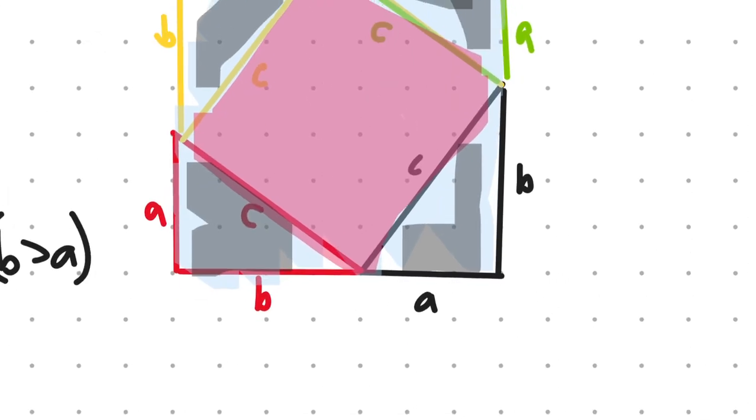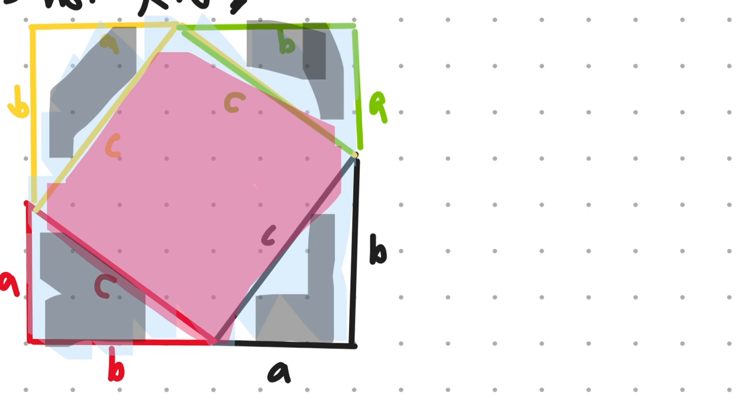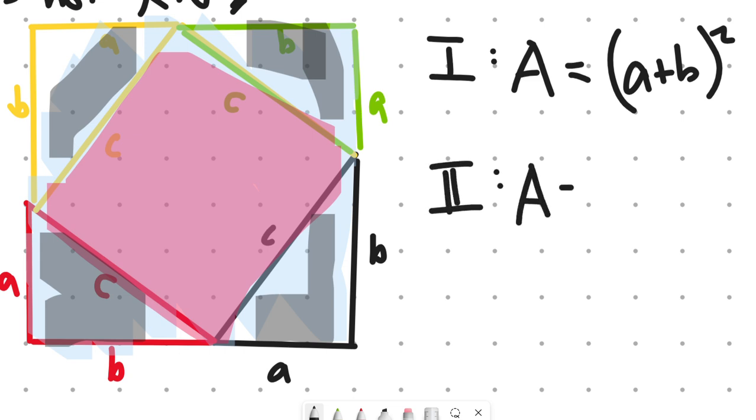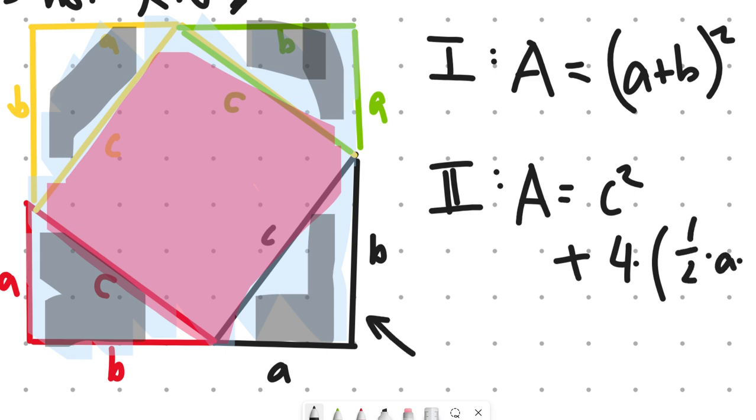Now the first one, let's write the Roman numeral 1, states that the whole area is just equal to the length of the square, so a plus b times a plus b, so a plus b squared. The second one states that the area is equal to the square, which is c squared, plus 4 times the formula of a right triangle. The area of a right triangle is 1/2 times base times height. Let's take this triangle for instance, 1/2 times a times b.